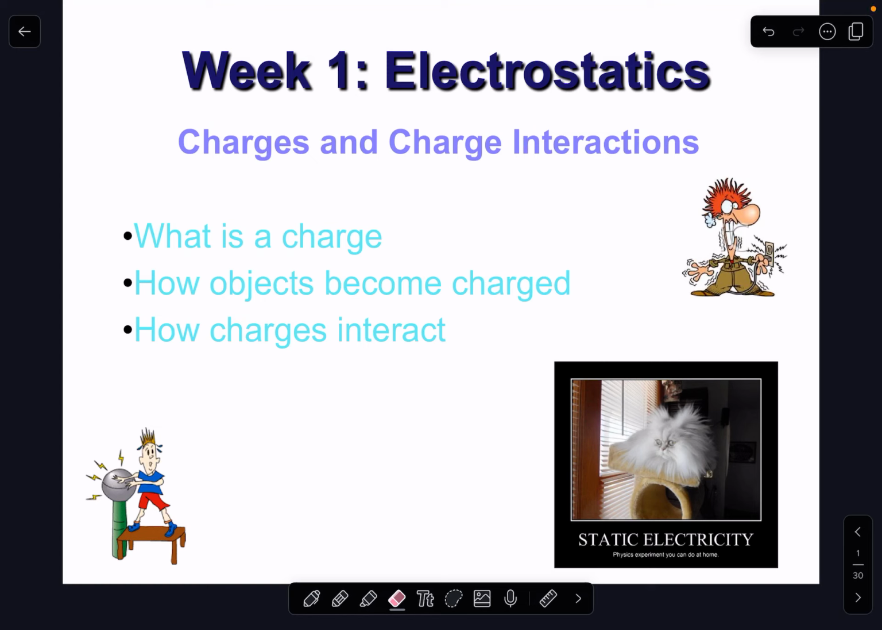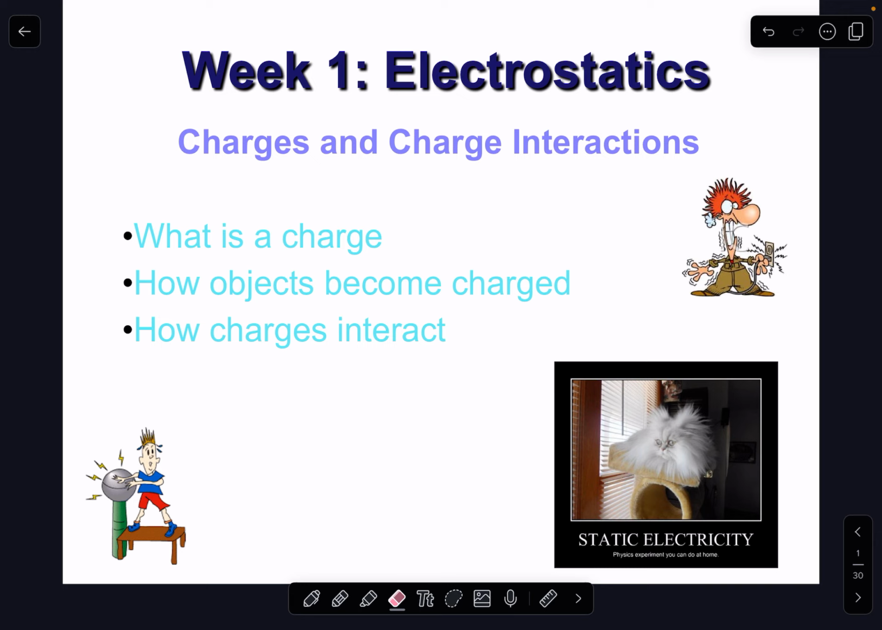All right, week one, we are going to be taking a look at charges and charge interaction. This week is a little bit lighter than every other week, as we're basically understanding the fundamentals of charge, and then we're going to apply that in all kinds of fun ways throughout the next several weeks.